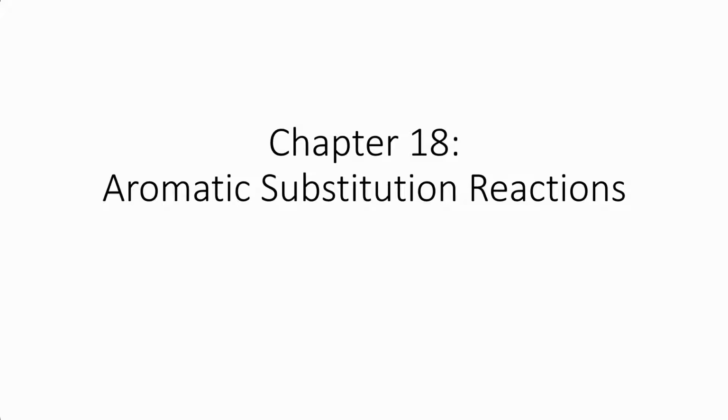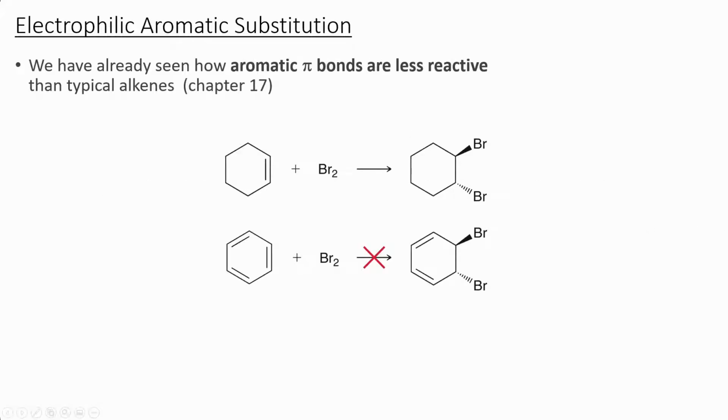Welcome! In today's lecture we're going to be exploring aromatic substitution reactions from Chapter 18. So in Chapter 17 we talked about how aromatic pi bonds are less reactive than typical alkenes. For example, the addition reaction of bromine to an alkene can occur quite readily, but when the pi bond is part of an aromatic ring, this reaction no longer occurs.